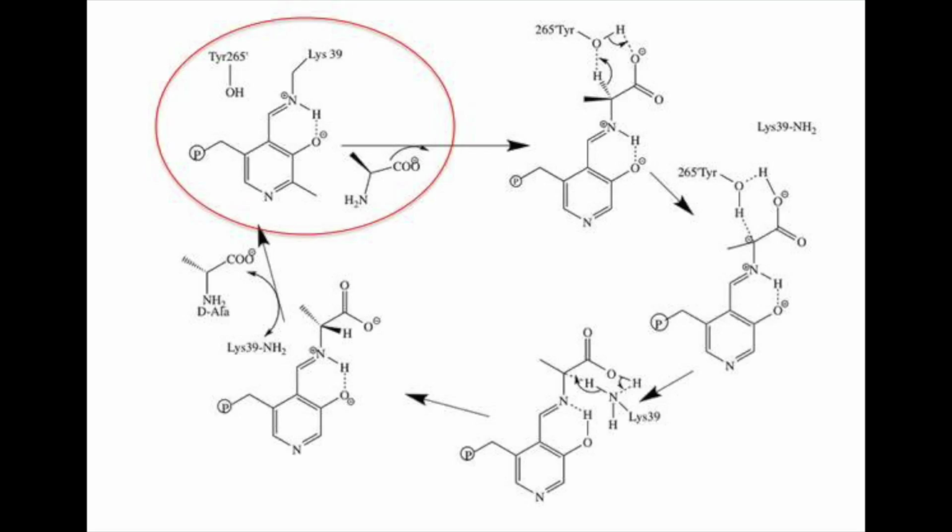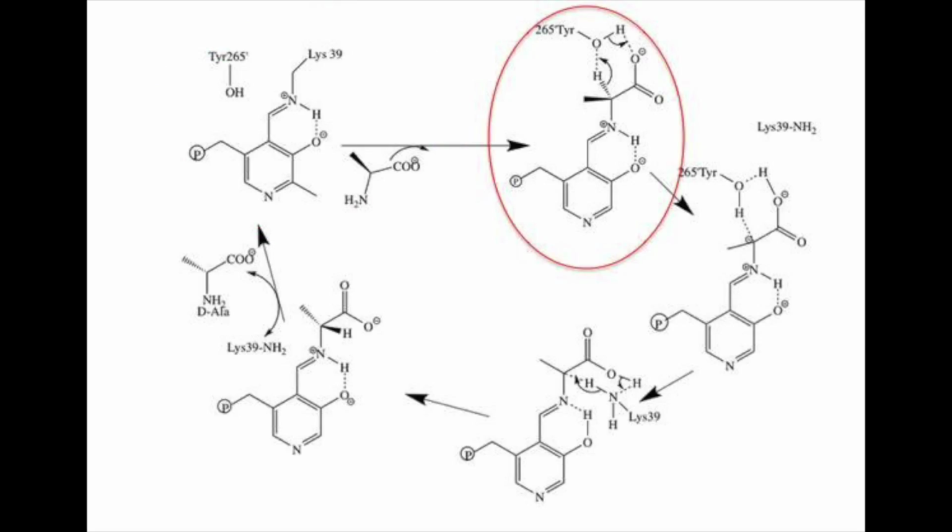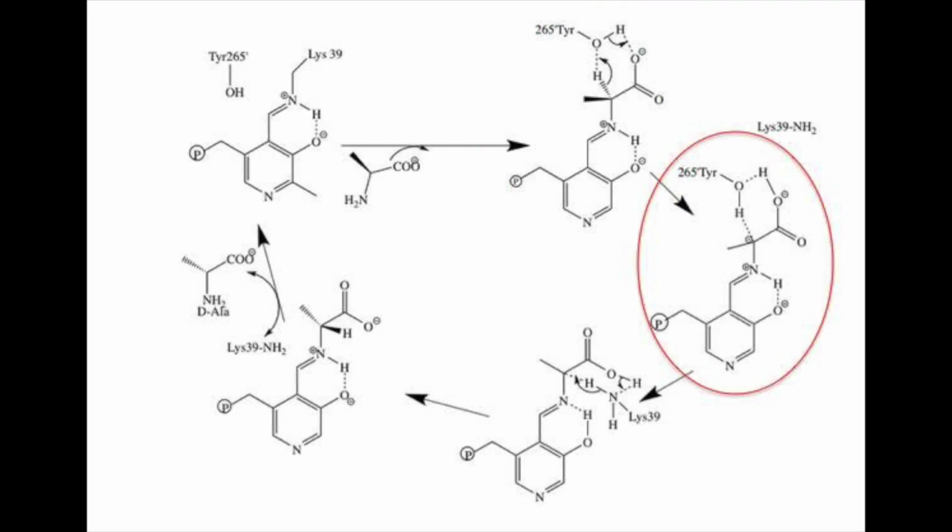The bond between lysine and PLP is first displaced by the amino group of L-alanine, attaching the alanine to the cofactor. Notice that the alanine is stabilized by hydrogen bonding from a nearby tyrosine. Then, the tyrosine exchanges protons with the alanine, deprotonating the alpha carbon while protonating the carboxylic acid. This intermediate is only possible due to the heavy stabilization offered by hydrogen bonds.